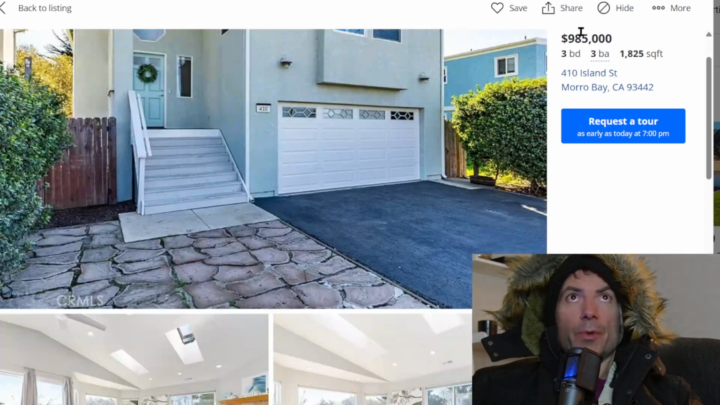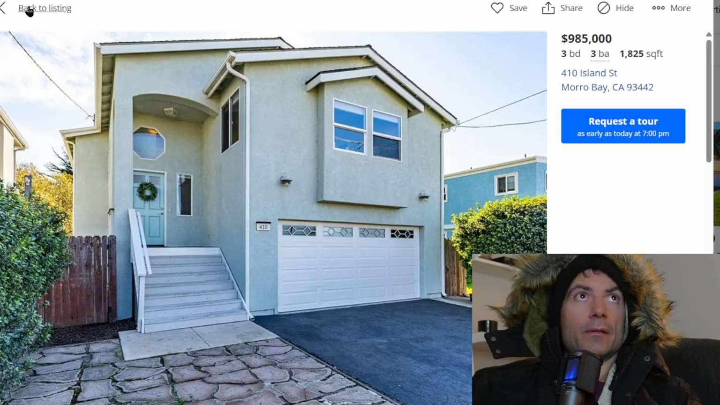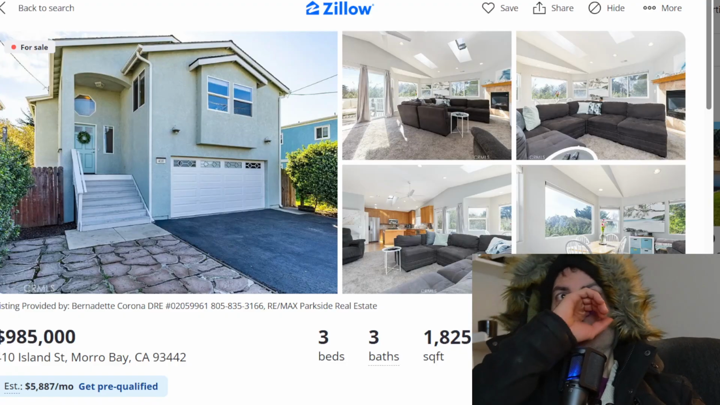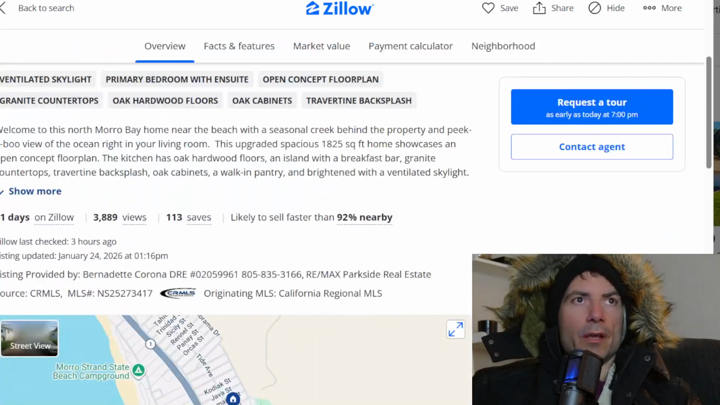This house, what do we got here? $1 million, 1,800 square feet, which puts us at about $540 a square foot. We're right on the ocean.